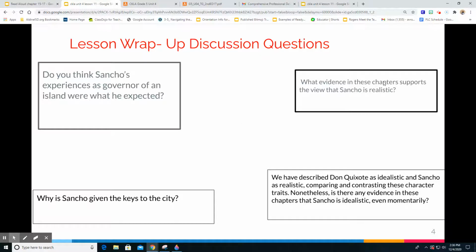Okay, our next question. What is the evidence in the chapters that supports that Sancho is realistic? So, what in the chapters gives us an idea that he is realistic? We know that Sancho is the opposite of Don Quixote, who's idealistic and lives in this fantasy world. Okay, so let's stop right here and then we're going to answer the question in our next video.